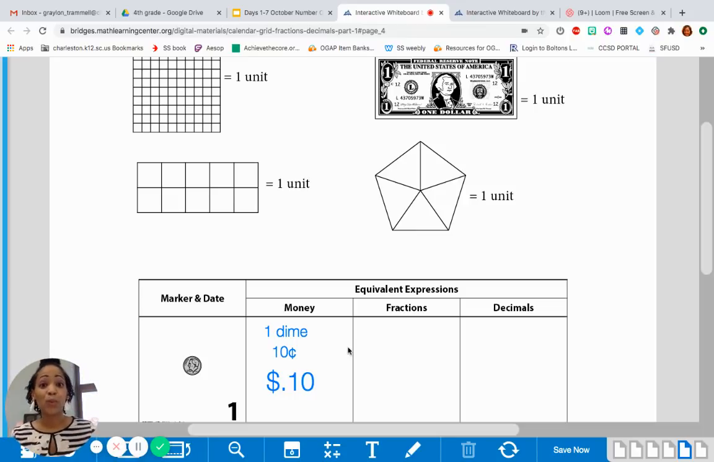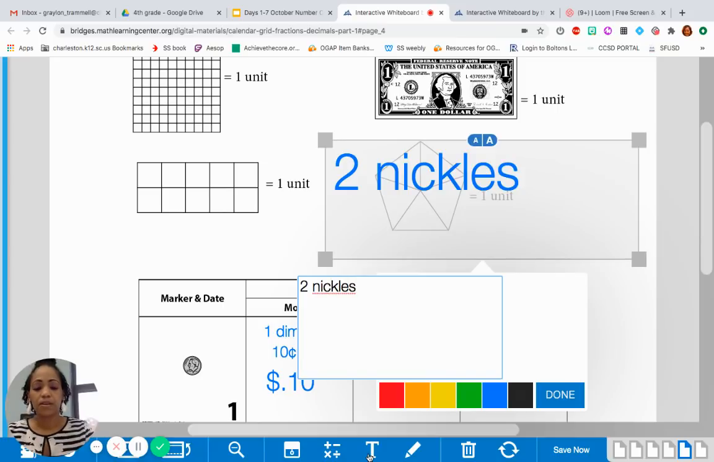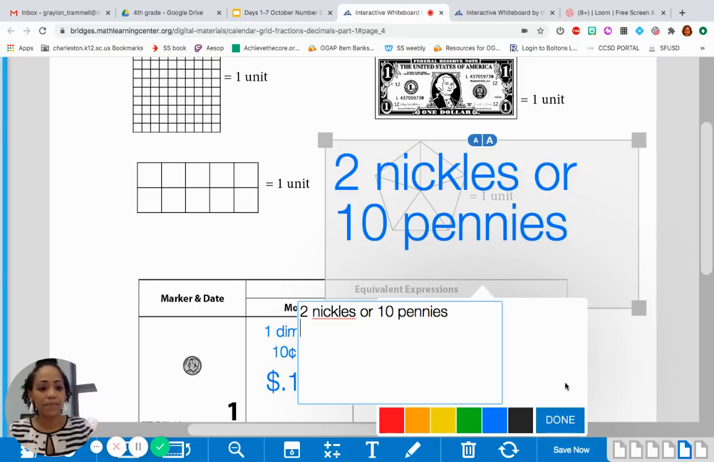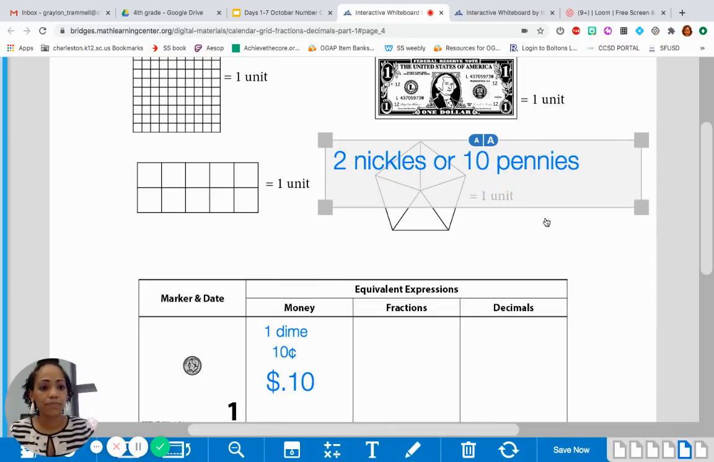Let's think about equivalence. What does equivalence mean? Right, equivalence means it has the same value. So is there another way that we can have 10 cents? Yeah, so it could be 2 nickels or 10 pennies. Very good. So now let's look at the fractions section.